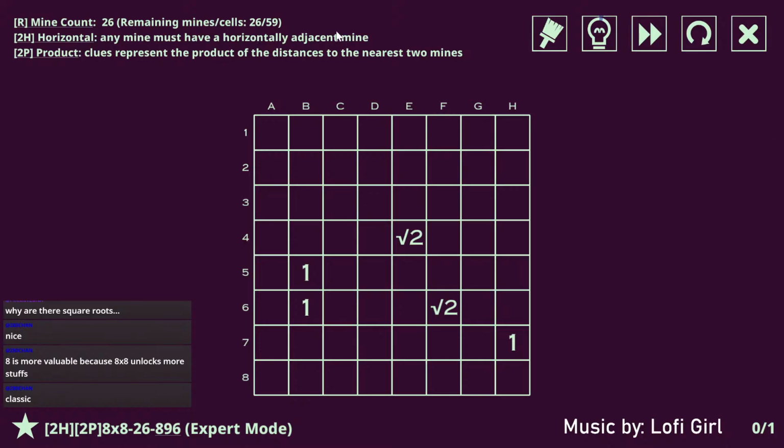Okay, all mines must have a horizontally adjacent mine, and clues represent the product of the distances to the nearest two mines. Good to know. That will tell me that these are both not mines by default. This means that these are both mines. That's a mine, and also these are both mines, which must grow.